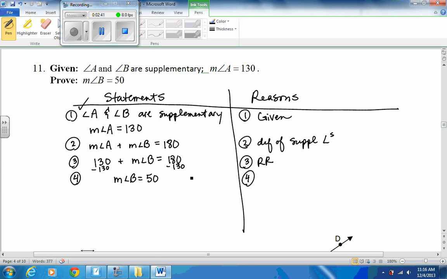What property, though, says you're allowed to subtract something from both sides? It's the same property that says you can add something to both sides. APE, additive property of equality, and there it is. Four steps, and we've proven that measure of angle B has to be 50 degrees.